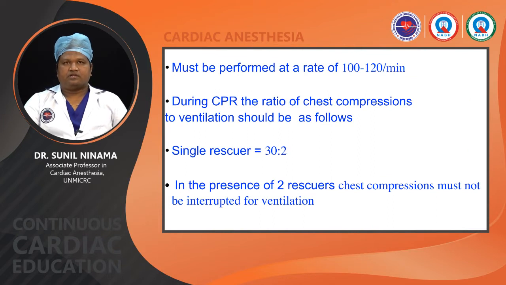In CPR, chest compressions must be performed at the rate of 100 to 120 per minute, and during CPR the ratio of chest compression to ventilation is as follows. For a single rescuer, it is 30:2, the ratio of compressions to ventilations. In the presence of two rescuers, chest compressions must not be interrupted for ventilations.